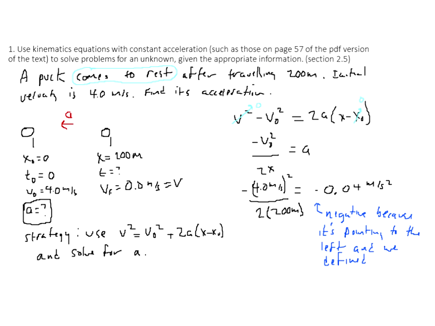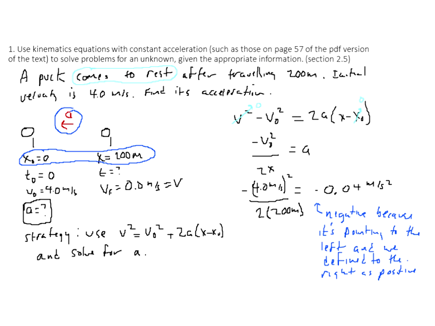And we defined to the right as positive. And we did that right here. When we said the bigger number, 200, is to the right of 0, that means that it counts upward to the right. So that means that any vector pointing to the right is positive, pointing to the left is negative.